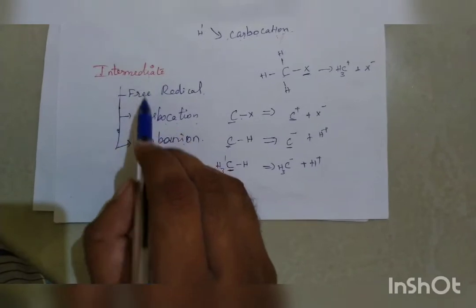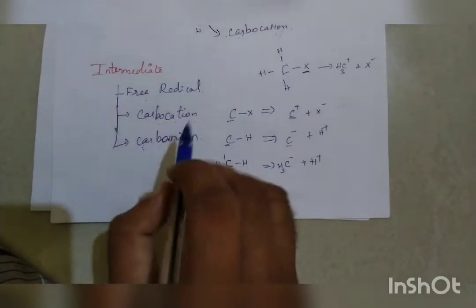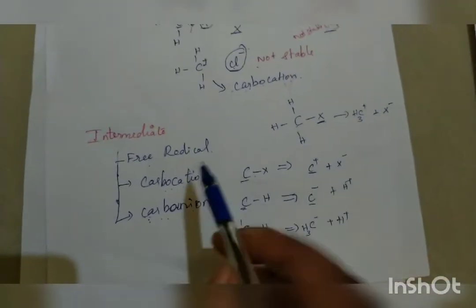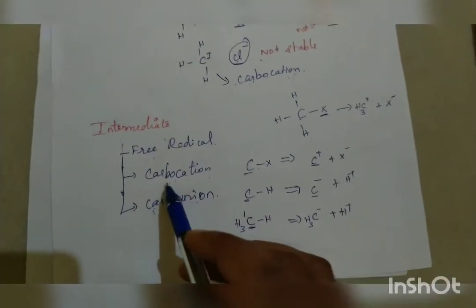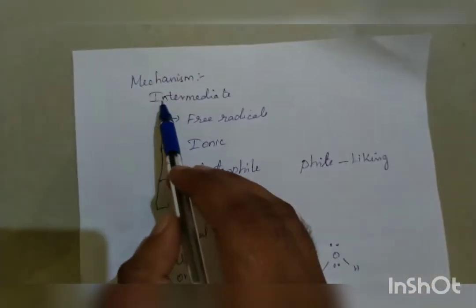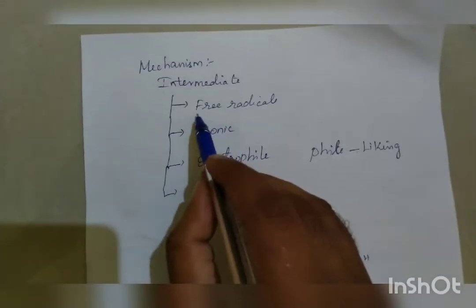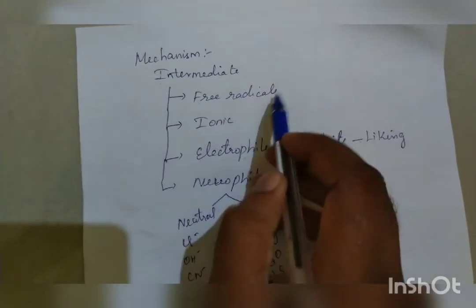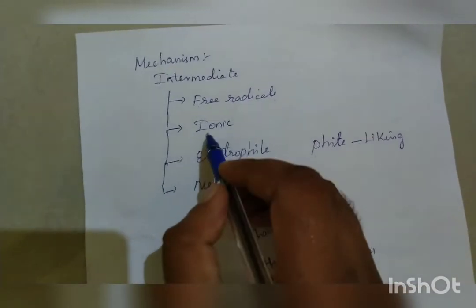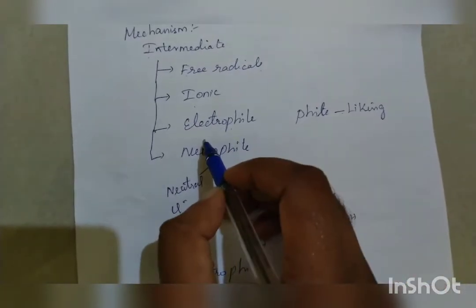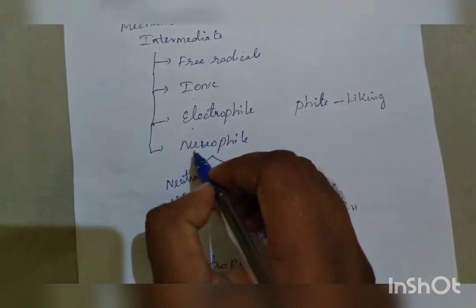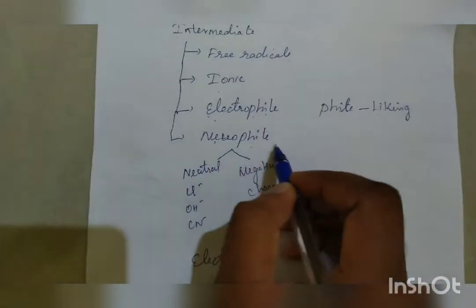These three, free radical, carbocation, and carbanion, these three intermediates are possible. Next we will conclude the intermediates: free radical, and ionic, both carbocation and carbanion. Now the addition of the third and fourth, which are electrophile and nucleophile.